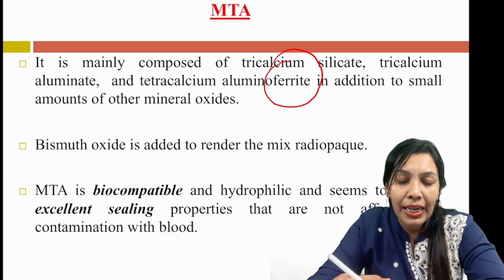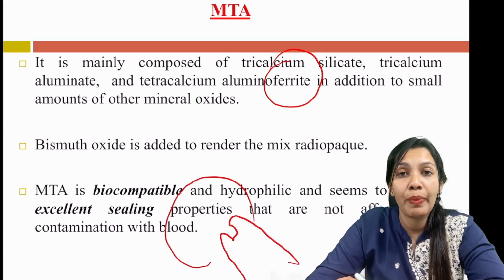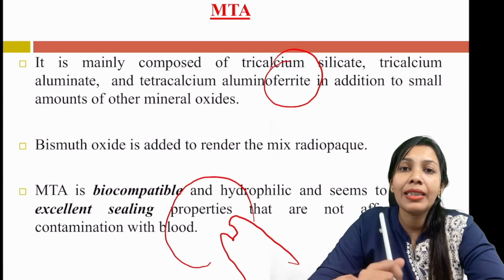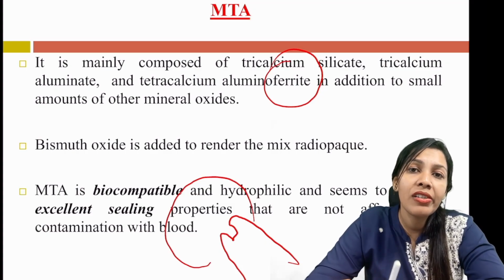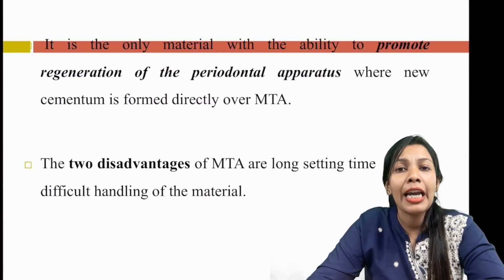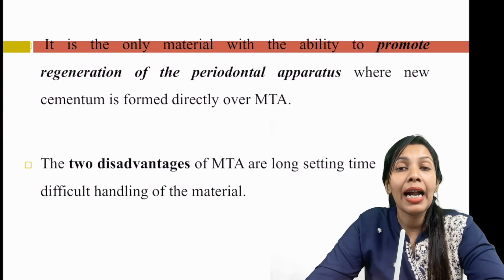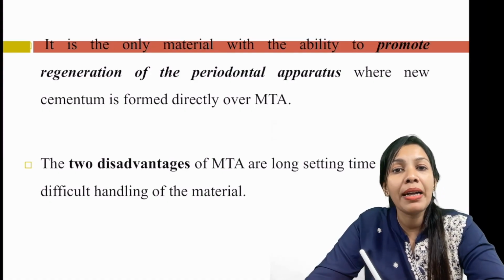Once we mix MTA, you know that all the surgery is done in a periapical space. There is blood, secretions, etc. So we need a material that is hydrophilic, that loves water, whose setting does not get affected by the water that is present. That is MTA, because MTA requires the presence of moisture for its setting. Thus, it can provide an excellent sealing property even if it gets contaminated with blood. It is the only material that has the potential to regenerate the periodontal apparatus, where new cementum is formed directly on the MTA.